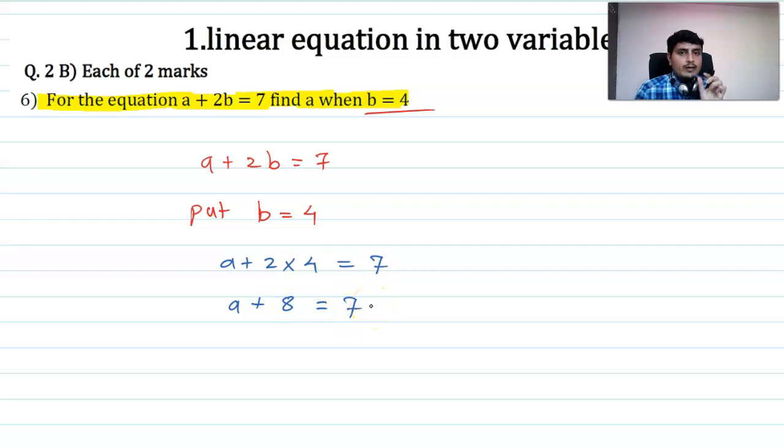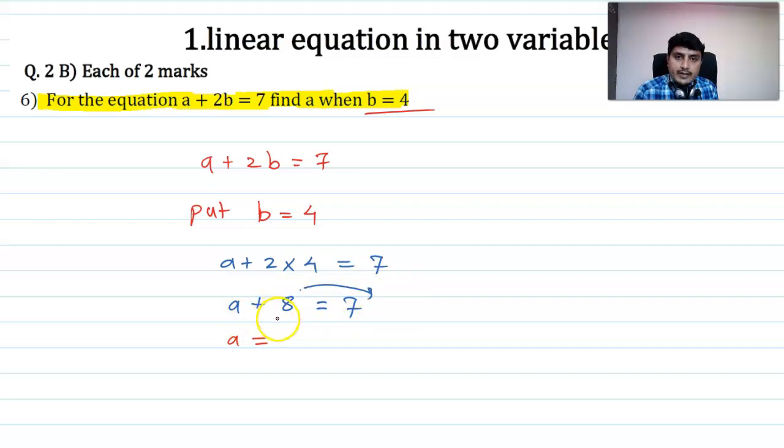To evaluate the value of variable a, we have to shift 8 from LHS to RHS. Once we shift any value from LHS to RHS, plus becomes minus, minus becomes plus, multiplier becomes divisor, and divisor becomes multiplier.